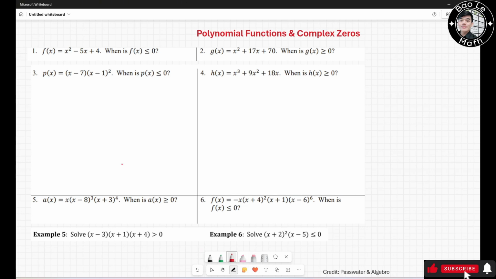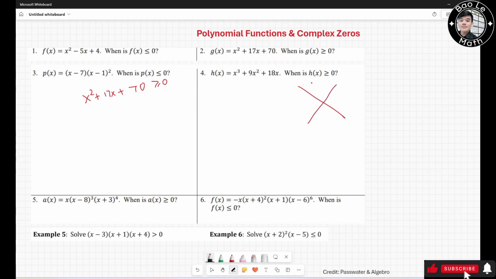Now let's take a look at the second example. So I have g of s equal s squared plus 17s plus 70. And then I need to solve for g of s greater than or equal to 0. So I have s squared plus 17s plus 70, right? And this one must be greater than or equal to 0, right? So now I need to factor this one.